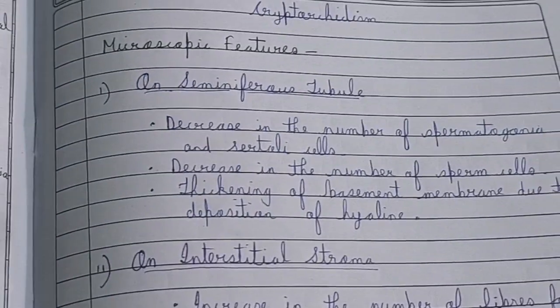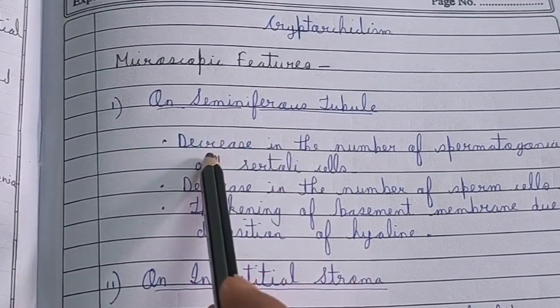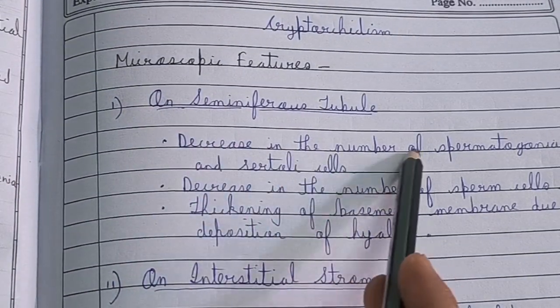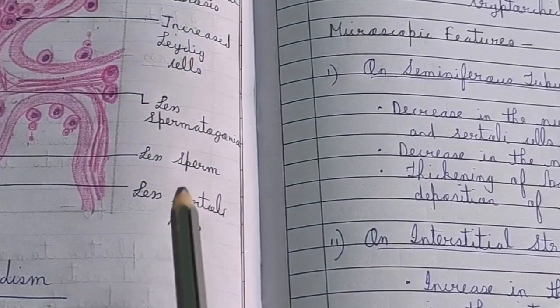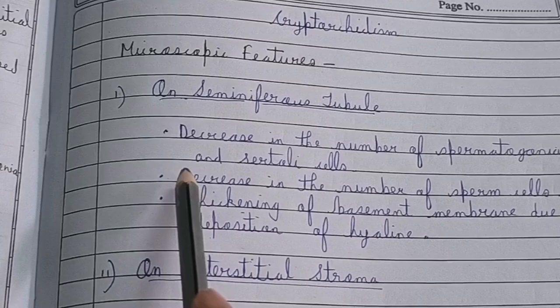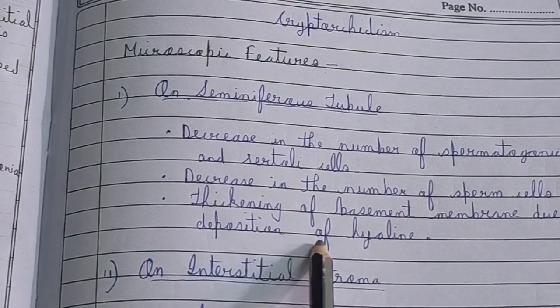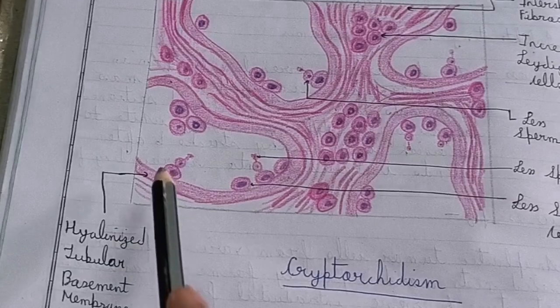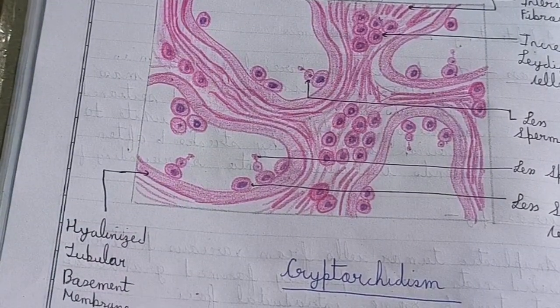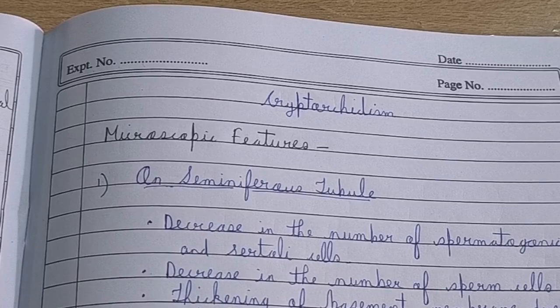So this is what I have written. The microscopic features, first on the seminiferous tubule: a decrease in the number of spermatogonia and Sertoli cells, so less spermatogonia and less Sertoli cells, and also thickening of the basement membrane due to deposition of hyaline. Therefore it is a hyalinized tubular basement membrane. So these are the changes found in the seminiferous tubule.